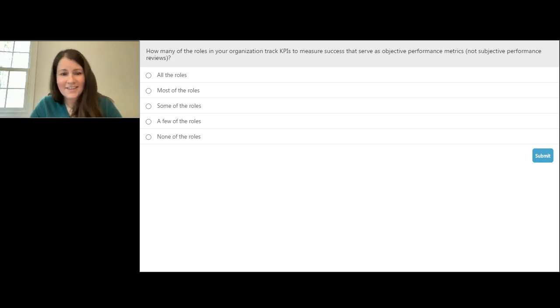Again, there's really no right answer. And I think depending on the size and the resources that you have within your organization, or even how closely aligned you are with some of the other departments and other roles within your organization, doesn't necessarily mean that all of them are going to have objective performance metrics. Some roles just aren't easy to measure. So I'll give everyone a few more minutes and pick the response that really fits your organization. All right, everyone can lock in your final response here.